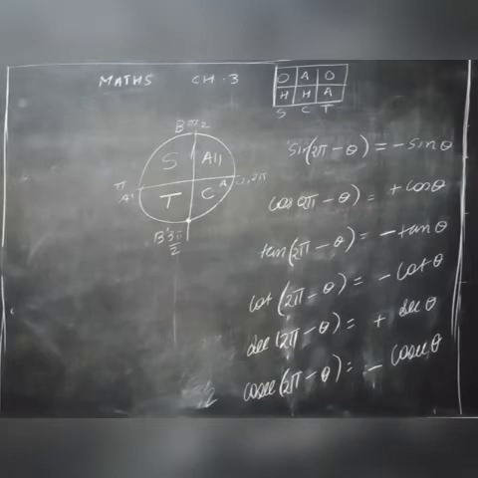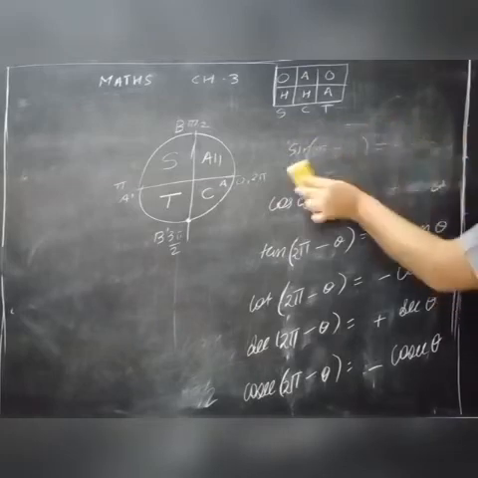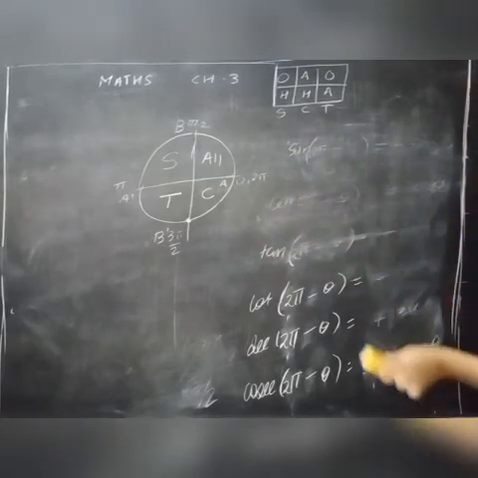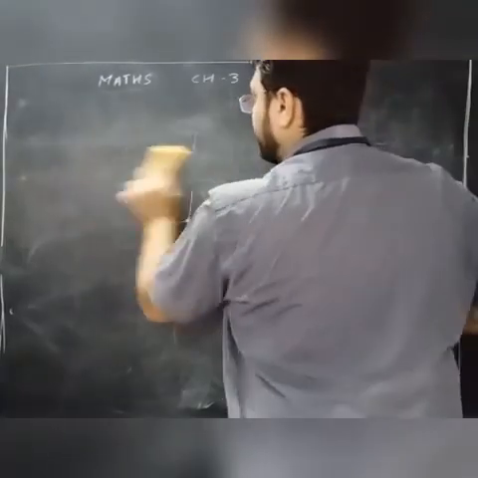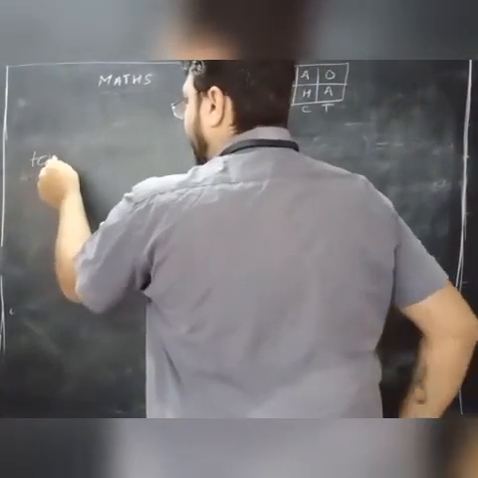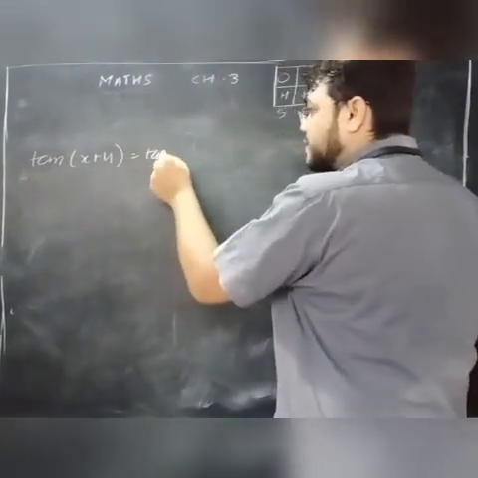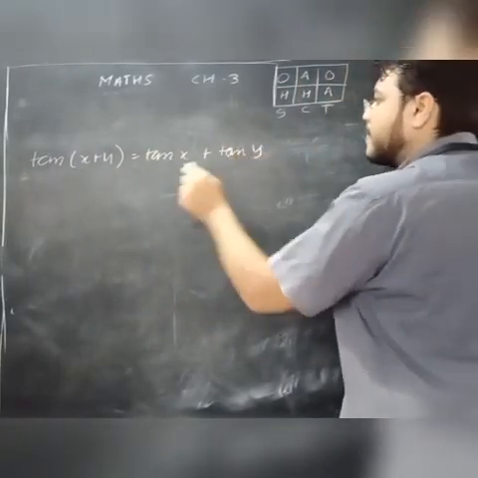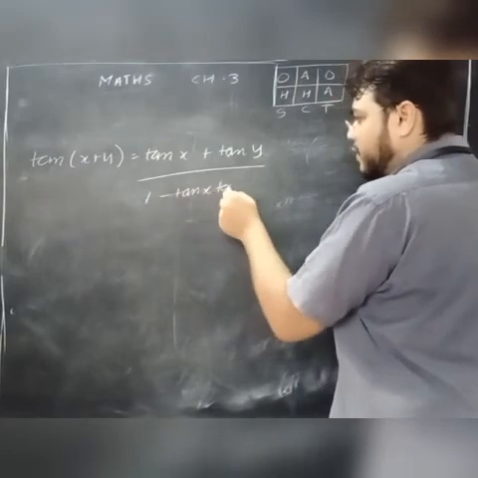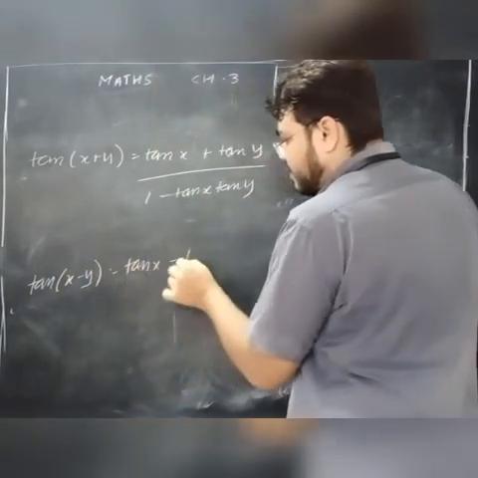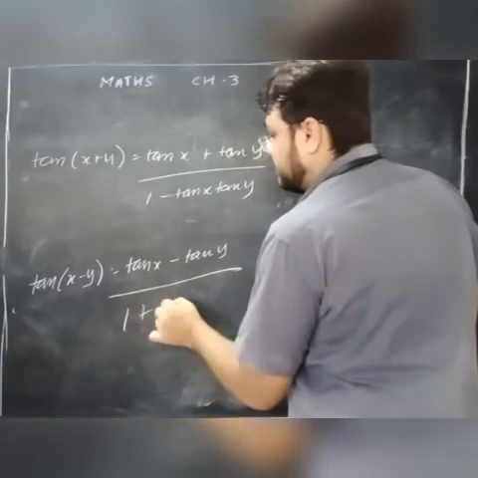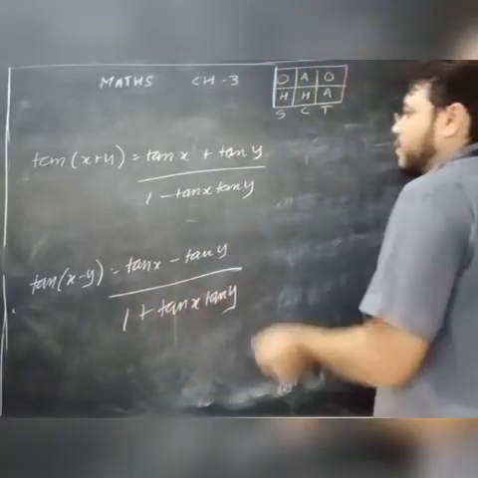Right. Now we will write the formula for tan(x+y) and tan(x-y). So the formula for tan(x+y) is (tan x + tan y) upon 1 minus tan x tan y, whereas the formula for tan(x-y) is (tan x - tan y) upon 1 plus tan x tan y, right.